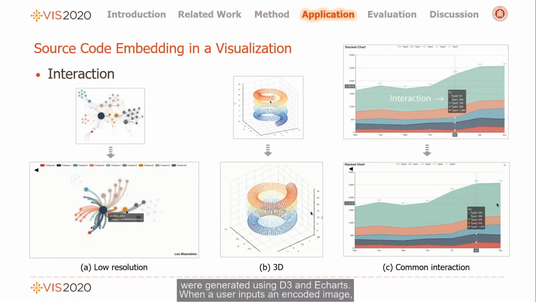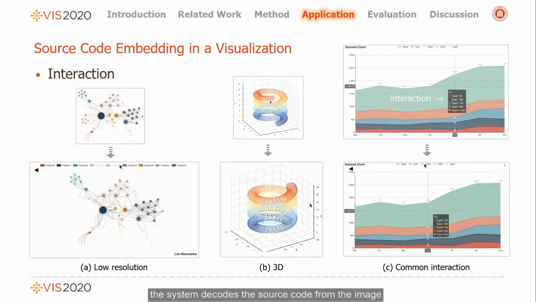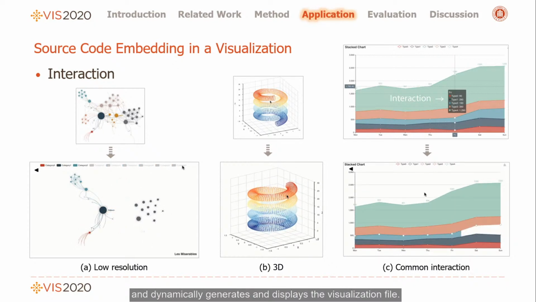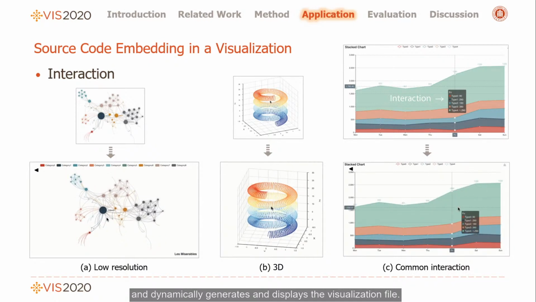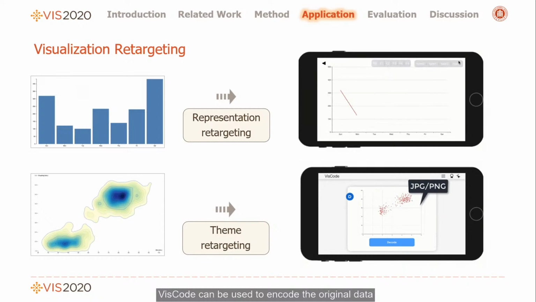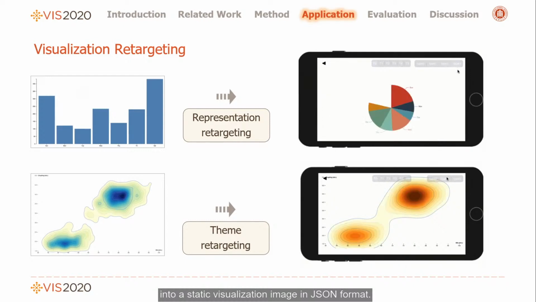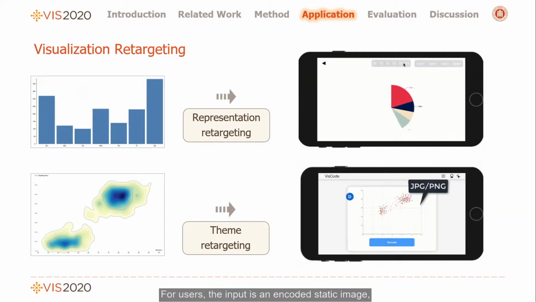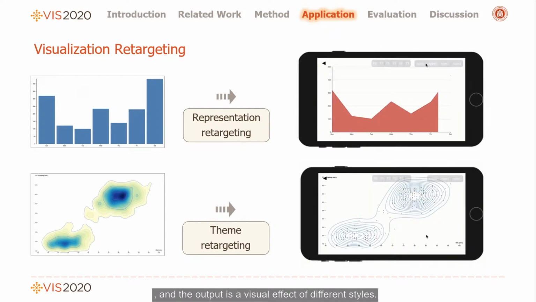When the user inputs an encoded image, the system decodes the source code from the image and dynamically generates and displays the visualization file. This code can be used to encode the original data into a static visualization image in JSON format. For users, the input is an encoded static image, and the output is a visual effect of different styles.